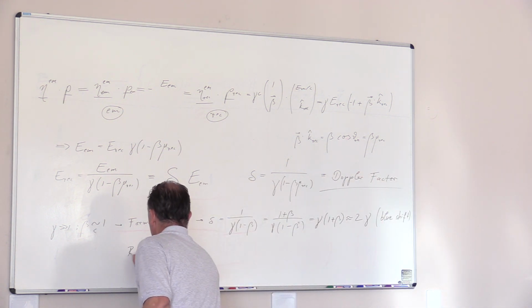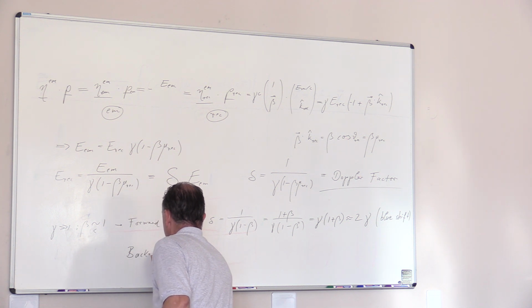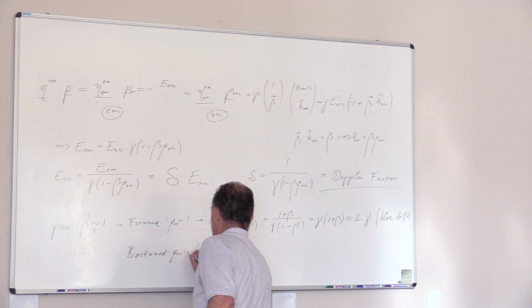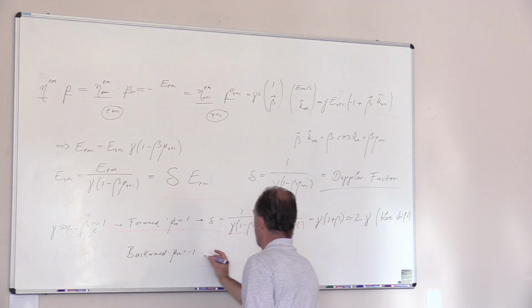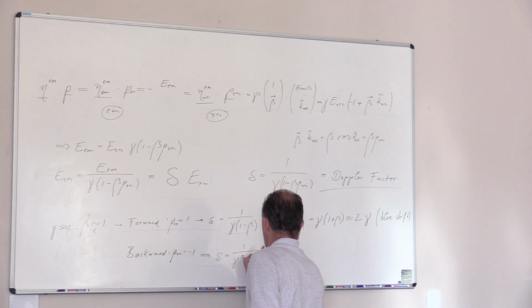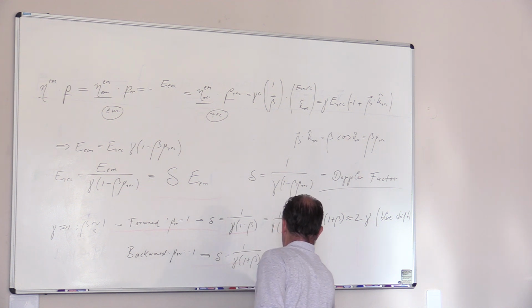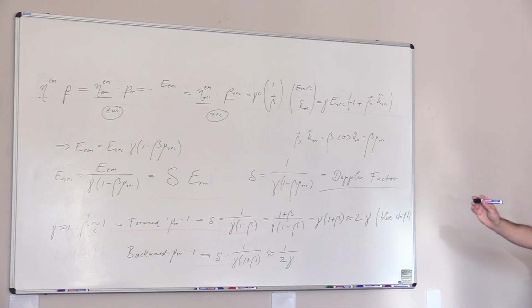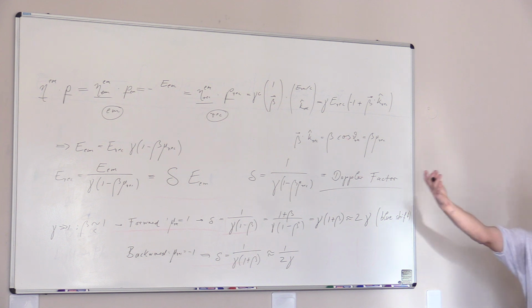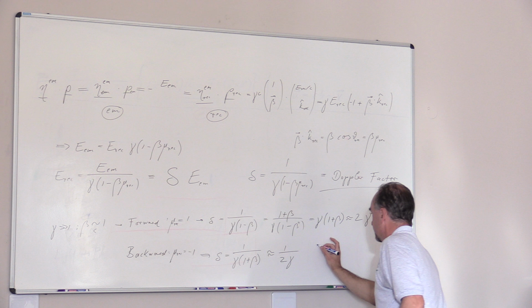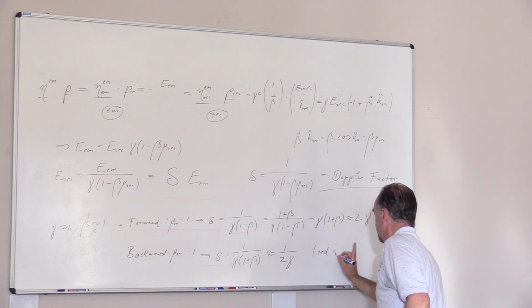If the source is moving away from us, so we see it in the backwards direction, then we see this as mu equals minus 1. Then delta is 1 over gamma (1 plus beta), approximately 1 over 2 gamma. So if the source is moving away from us, of course we see everything stretched, longer wavelength, lower frequencies, lower energy. This is then called the redshift.